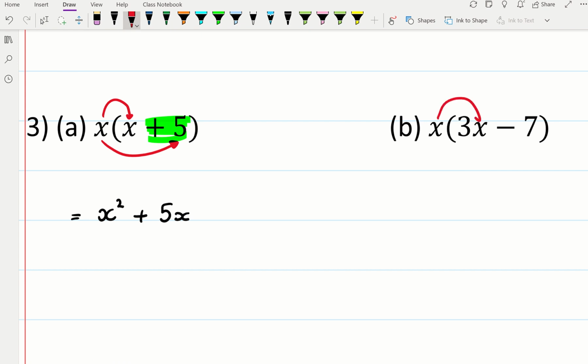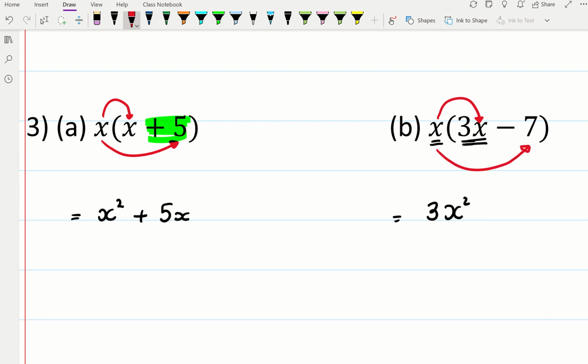Similarly here, x times 3x. Well, x times x is x squared, and it's also multiplied by 3, so it's 3x squared. Again, you put the number at the front, then the x squared. So remember, there's an x times an x, it has to be an x squared. It's also multiplied by 3, so you put the 3 in front.